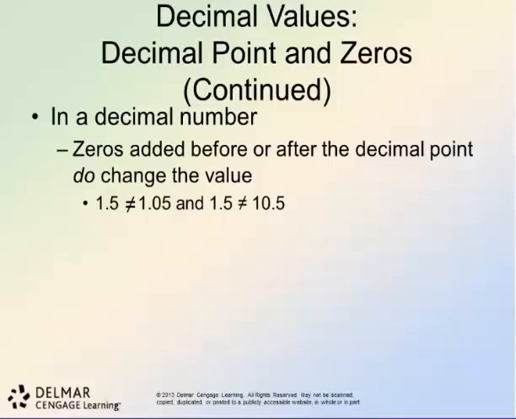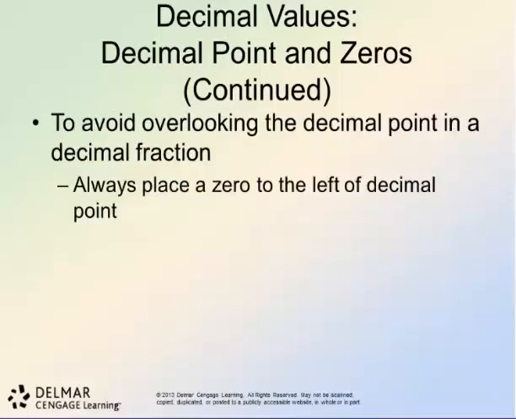And that's what this point is reiterating. So zeros added before or after the decimal point do change the value. So you notice how they slipped the 0 in there? So instead of being 1 and 5/10, and that's how we would read that, 1.5 or 1 and 5/10, you can't just put a 0 in the middle of the number, because then it's not 1 and 5/10, it's 1 and 5/100. And you can't just throw a 0 to the left of the decimal point after the 1 either, because 1 and 5/10 is not the same as 10 and 5/10. So you have to be careful with your zeros.